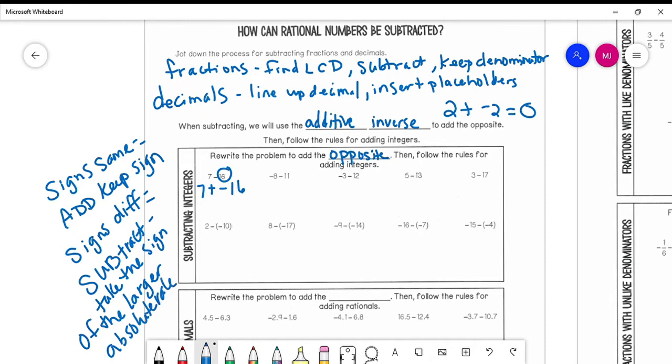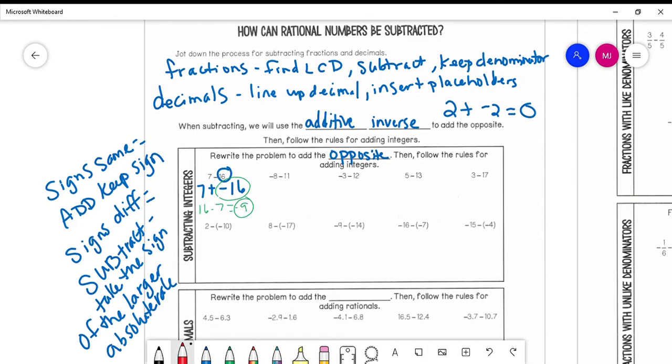So in this one we have a positive 7 and a negative 16. Signs are different, so we find the difference. We're actually going to do some subtraction with ourselves, and 16 minus 7 would be 9. Now we look at the absolute value. Absolute value of 7 is 7. Absolute value of negative 16 is 16. So this has a greater absolute value, and that sign is negative, so our answer is also going to be a negative, so negative 9.